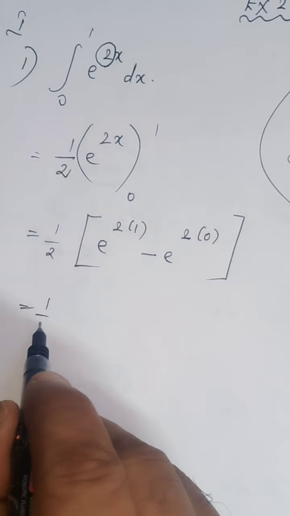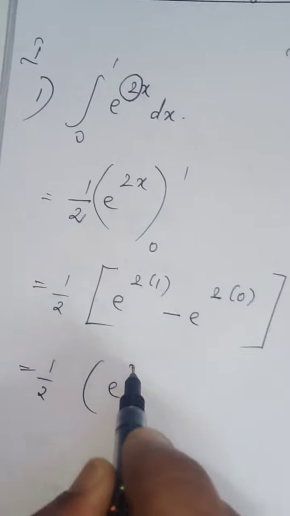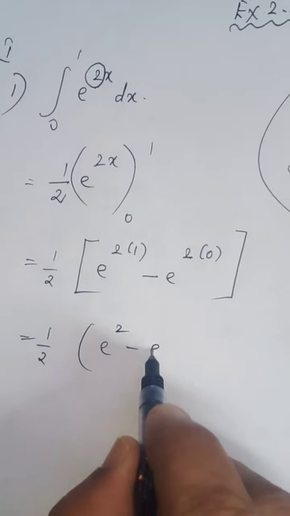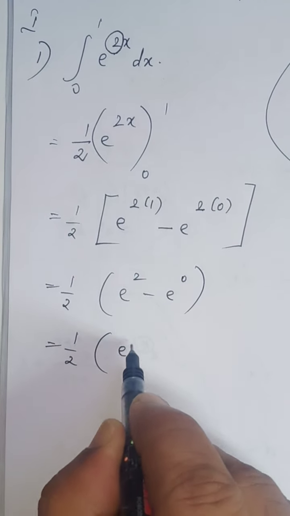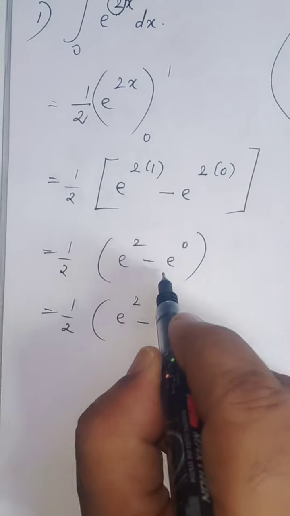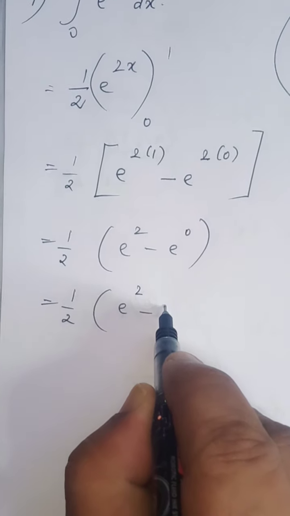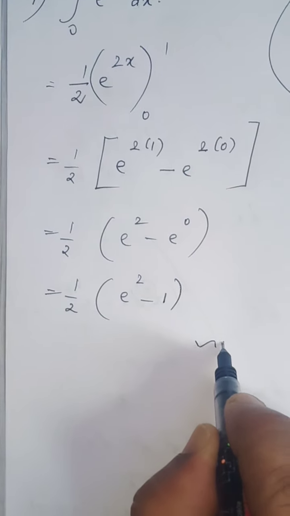That is equal to half, e power 2 ones are 2, minus e power 2 into 0, which is 0. That is equal to half e power 2, as it is. Anything power 0 is always 1. So e power 0 equals 1. That's all. Problem number 1 is over.